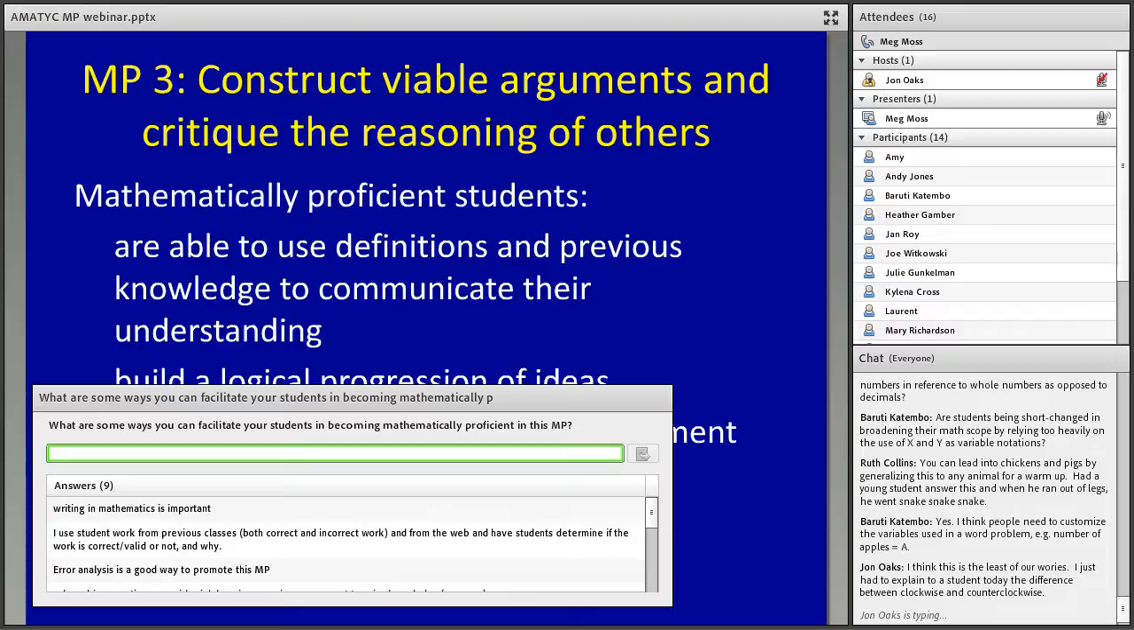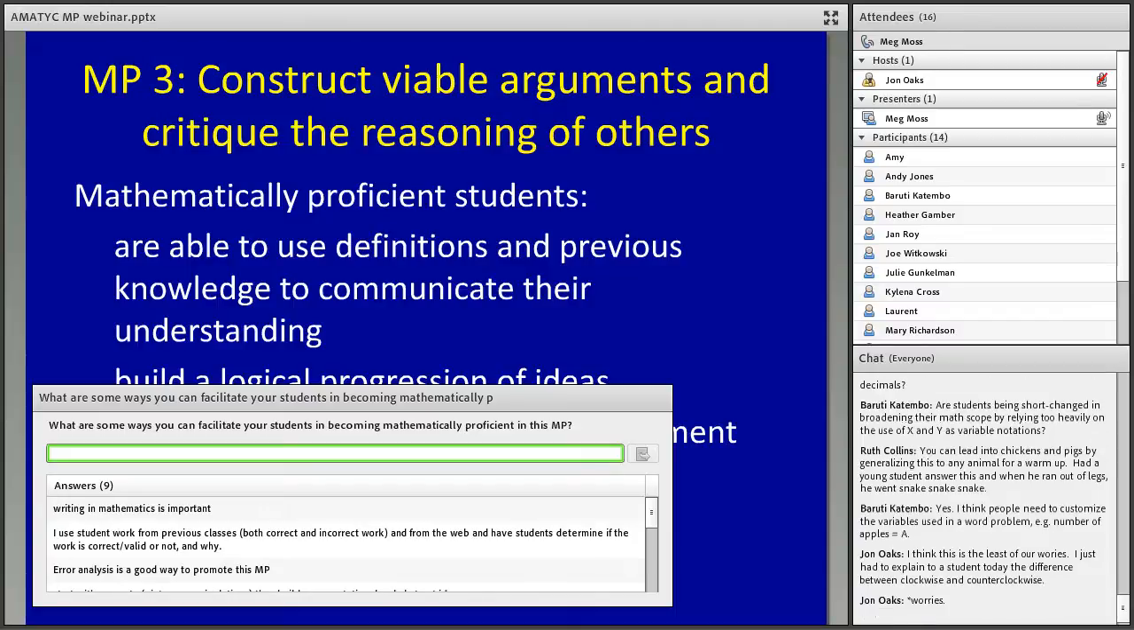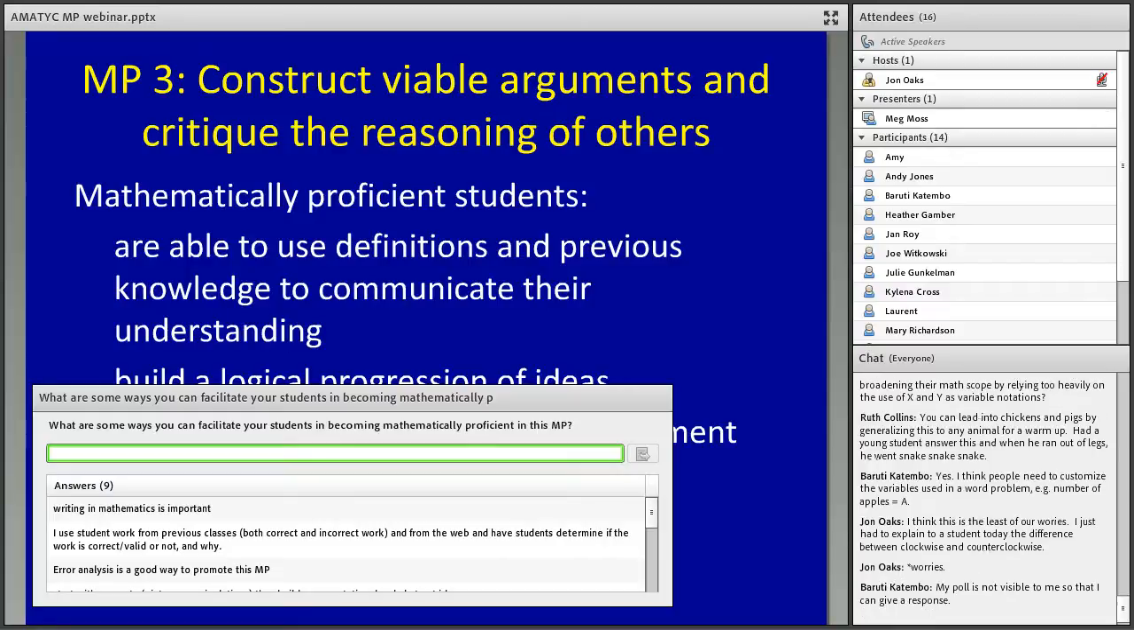Yeah, I love that. Evaluating work from previous classes, both correct and incorrect. Sometimes if a student did it incorrectly, if they're comfortable enough and if we've built up enough of a safe space, I'll say, come up here and share that and let's figure it out together. Let them figure it out. Error analysis is a great way to promote this one. And error analysis with kids too, right? If you look at student work and some mistakes they've made, especially for these elementary teachers, that can be a great motivator. Great, guys.